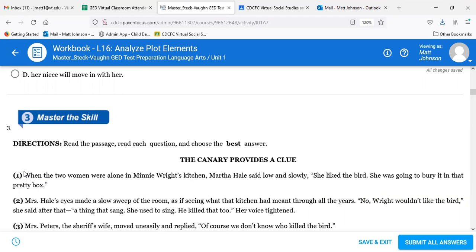Number one says, when the two women were alone in Minnie Wright's kitchen, Martha Hale said low and slowly, she liked the bird. She was going to bury it in that pretty box.